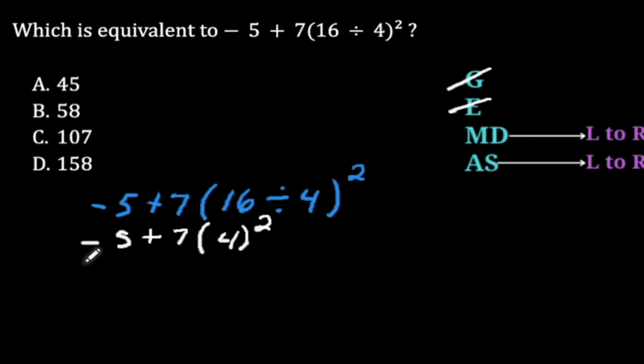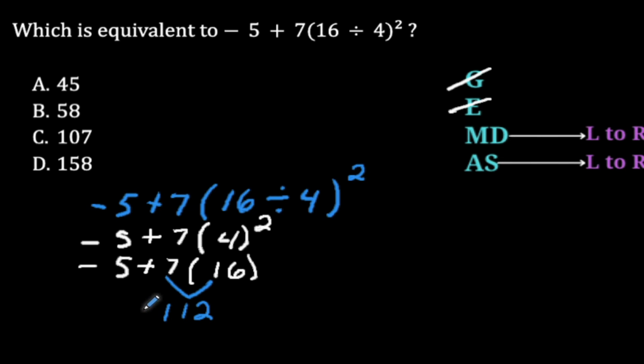Next, we have exponents. So let's bring everything else down. We have -5 plus 7 times 4 squared, and that's simply 4 times 4, which is 16. I'm going to place parentheses around this because we are multiplying still, because we have this 7 here. And now we have MD, which is multiplication and division, whichever operation occurs first from left to right. So we do have multiplication here. We have 7 times 16. Let me go ahead and point that out. It's right here, 7 times 16, which is equal to 112.